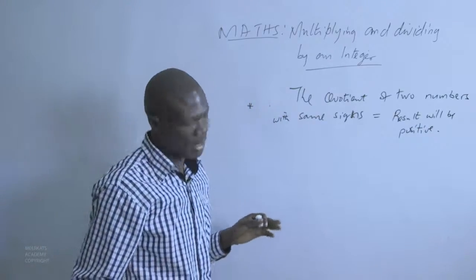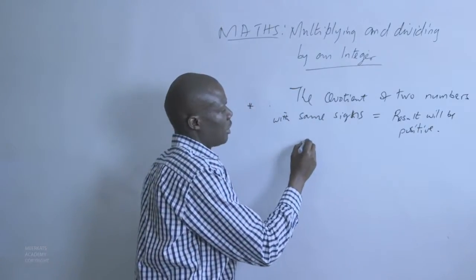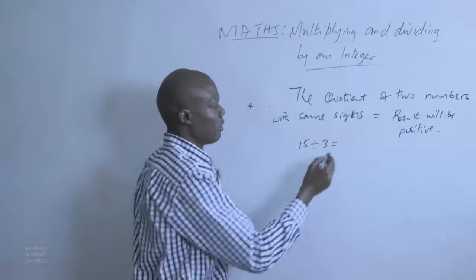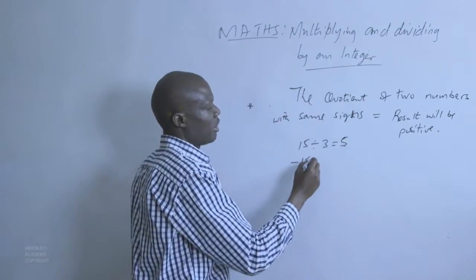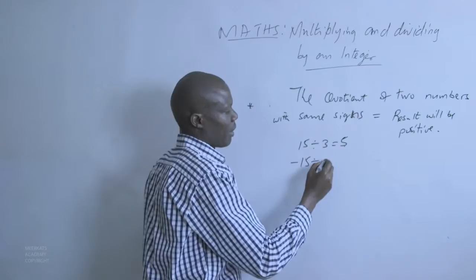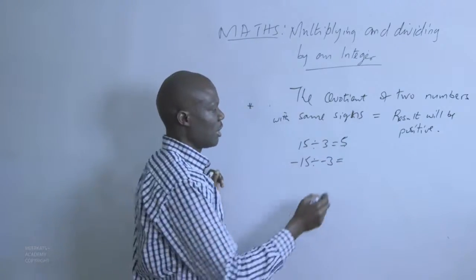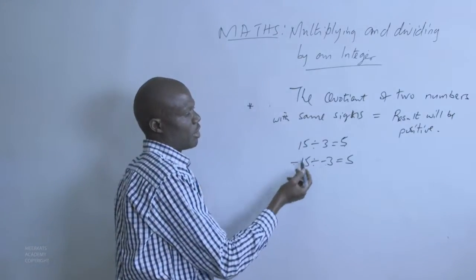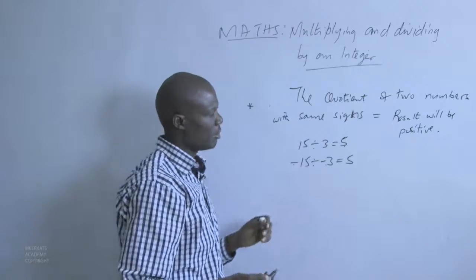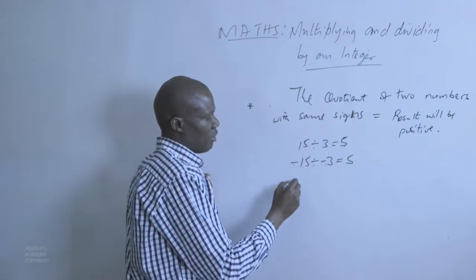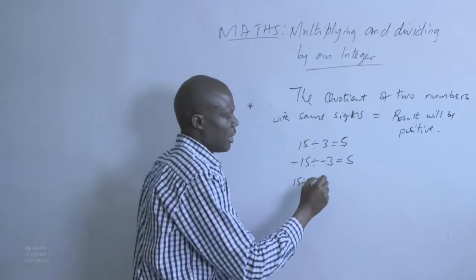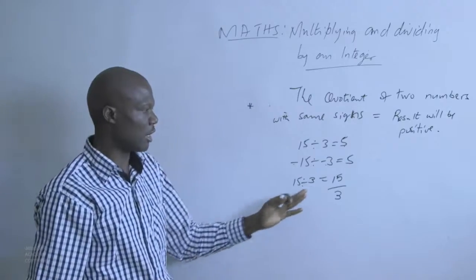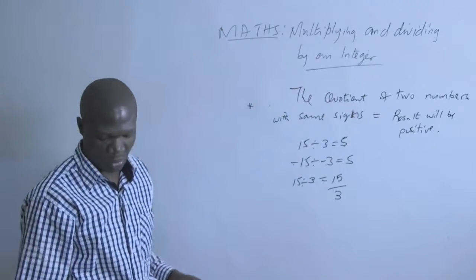And to illustrate this, we can have 15 divided by 3. This one will give us 5. Negative 15 divided by negative 3 will give us, again, 5. When we have two signs that are the same, the result is positive. Take note that 15 divided by 3 is the same as 15 over 3. There's nothing wrong when you write it like this. It's a quotient, so it can be applied.